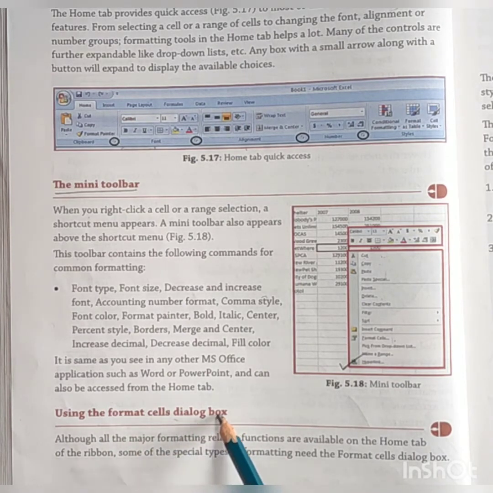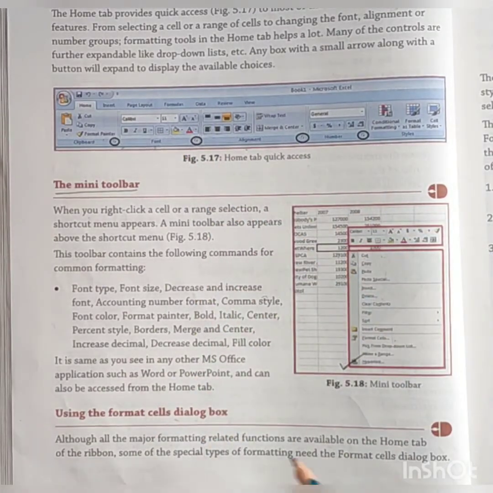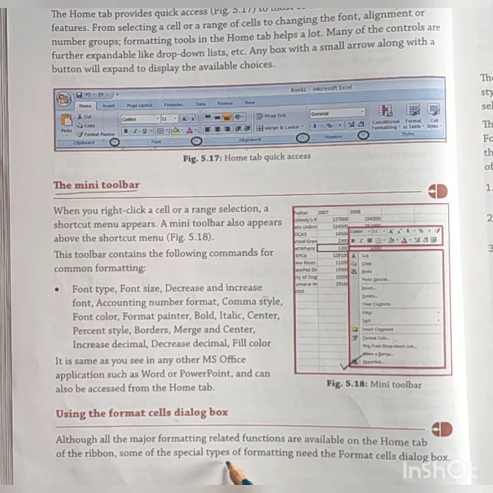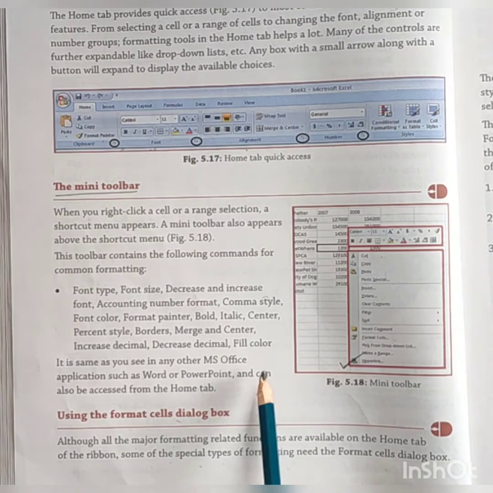Next, using the Format Cells dialog box. Although all the major formatting related functions are available on the Home tab, some special types of formatting need the Format Cells dialog box. What are they? We'll explain now.